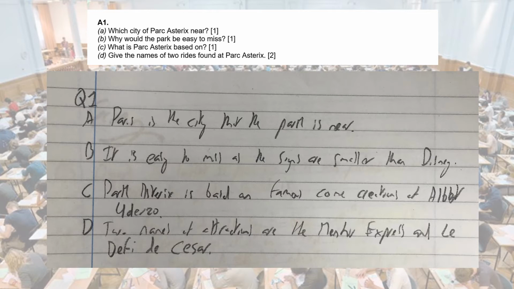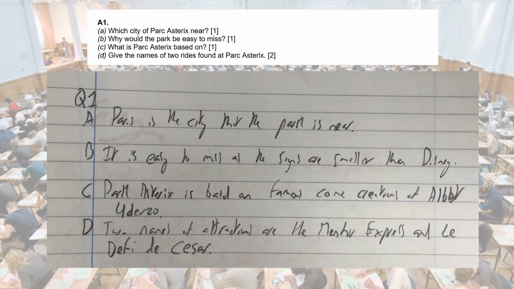Question B, why would the park be easy to miss? It is easy to miss as all the signs are smaller than Disney. Now some students for 1B would write that it is easy to miss as the signs are smaller. But when you're saying something smaller, you'd need to know smaller than what, which is why I put smaller than Disney on the end to ensure I get the mark.